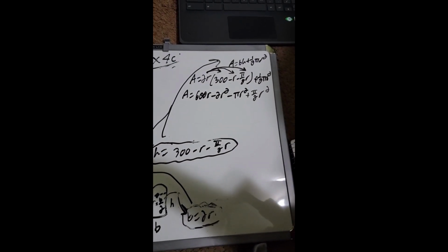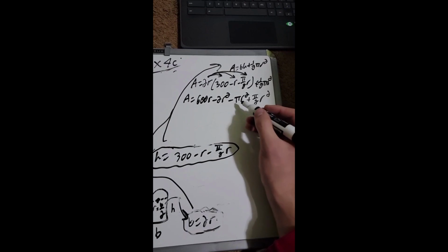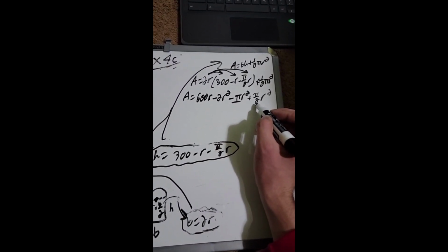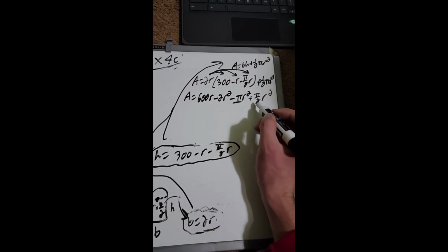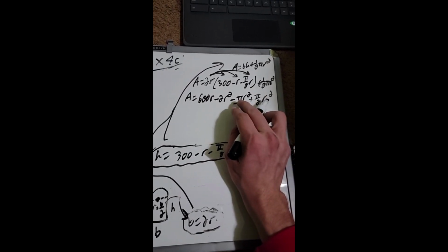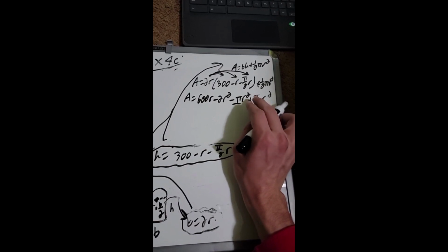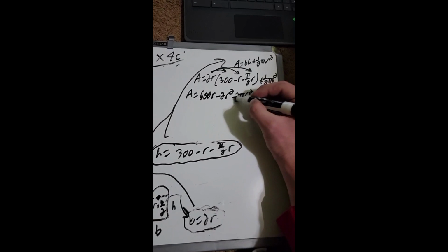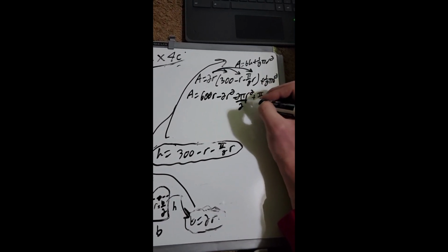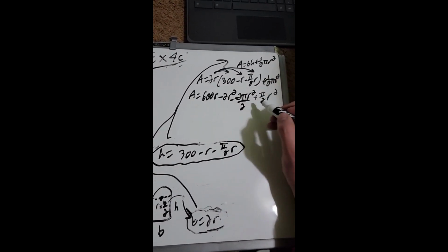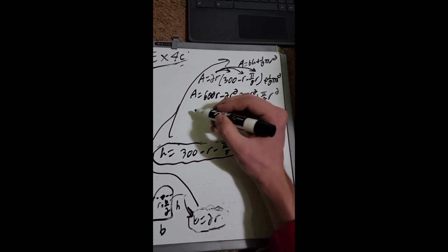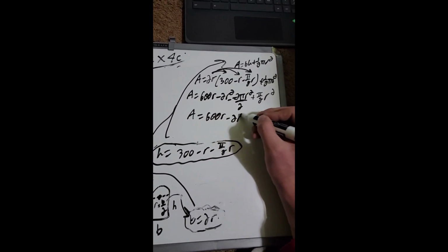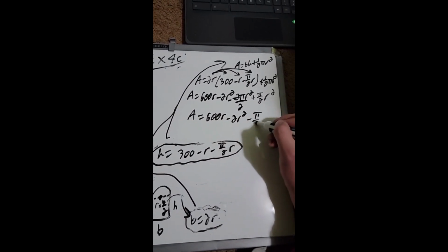So you can actually combine like terms here. You have terms of pi r squared. So you have -1 pi r squared plus pi over 2 r squared. So you could think of this as -2 pi over 2 r squared, and adding up like terms, that'll just give you 2r squared negative pi over 2 r squared.